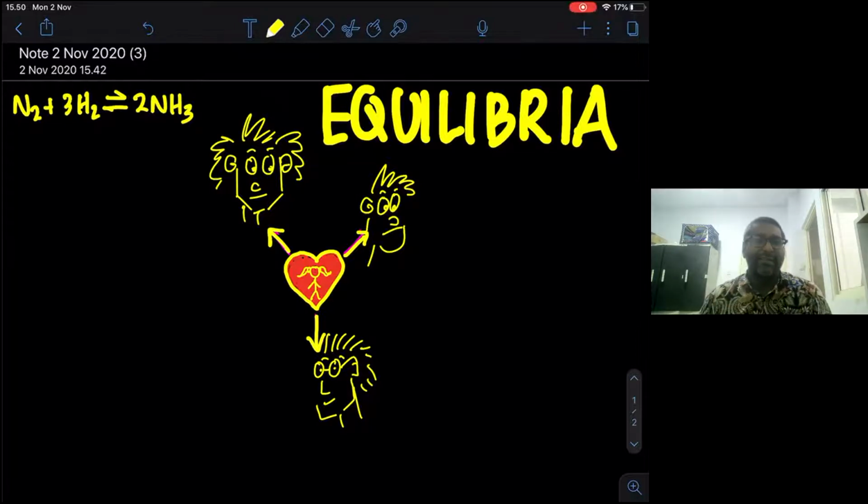But in chemistry it's going to be something like that. For any particular reaction, like for example the Haber process, they will be at equilibria if they satisfy four particular criteria. If they satisfy these four criteria, then we can say they are at equilibria.